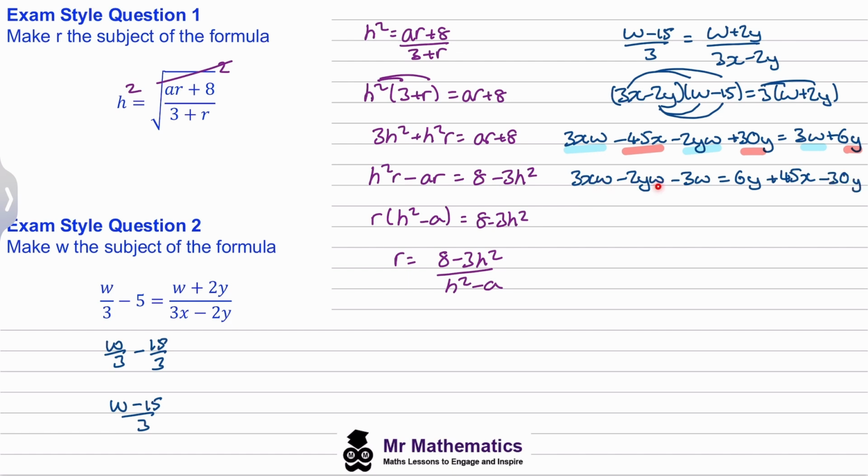Now I can factor out this w on the left-hand side. So we'll have w lots of 3x minus 2y minus the 3. And then we've got a 45x minus the 24y. Now I can divide both sides by this term. So w will equal 45x minus 24y over 3x minus 2y minus 3. Okay?